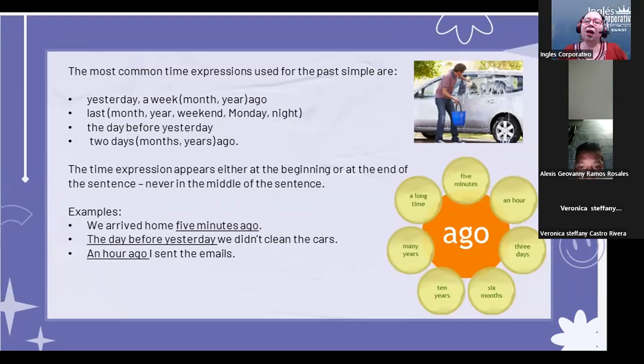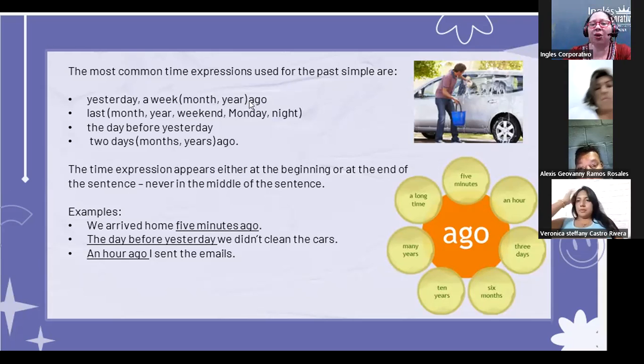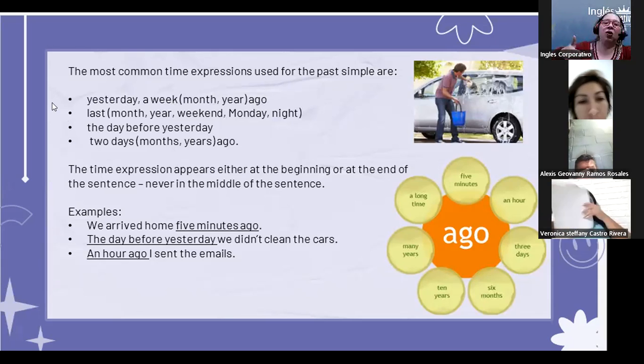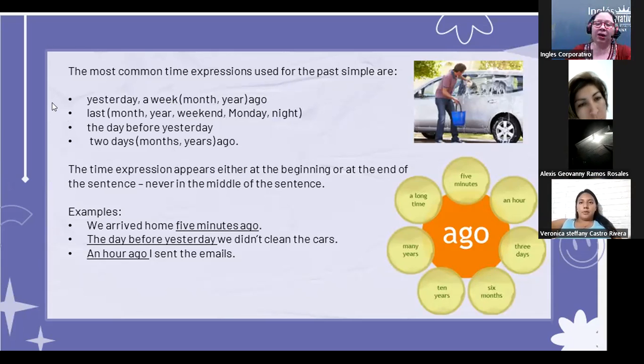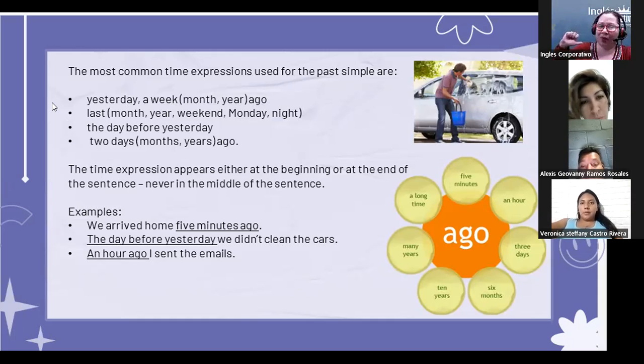So the most common time expressions used for the past simple are yesterday, a week, or a month, or a year. Y miren, tenemos la palabra ago, ¿ok? A week ago, a month ago, a year ago, ¿ok? También puede ser algo que pasó el mes o el año o el fin de semana o el lunes o la noche pasada, ¿ok? Bien, vamos a ver, last month, el mes pasado, last year, el año pasado. Last weekend, ¿qué sería?